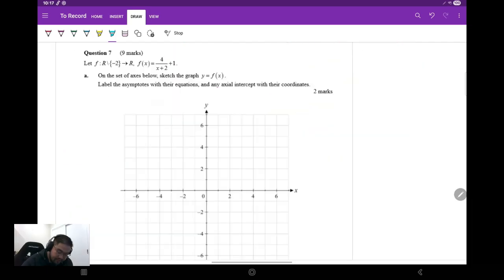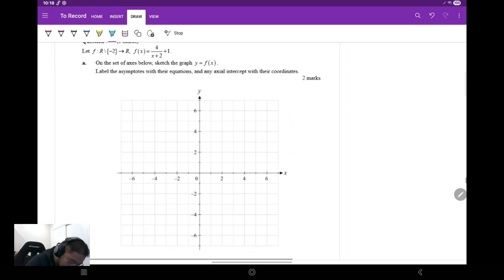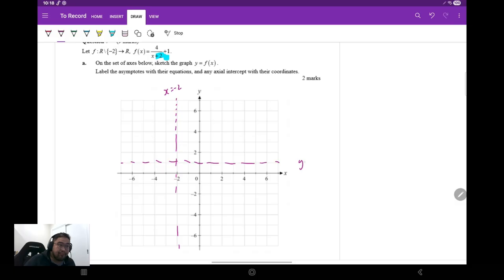All right, question 7 says sketch this graph below. For here, I can see there's an asymptote at 1 and -2. So I'm going to draw my asymptotes going downwards like this. Let's say x = -2. One's going across, so this is y = 1.